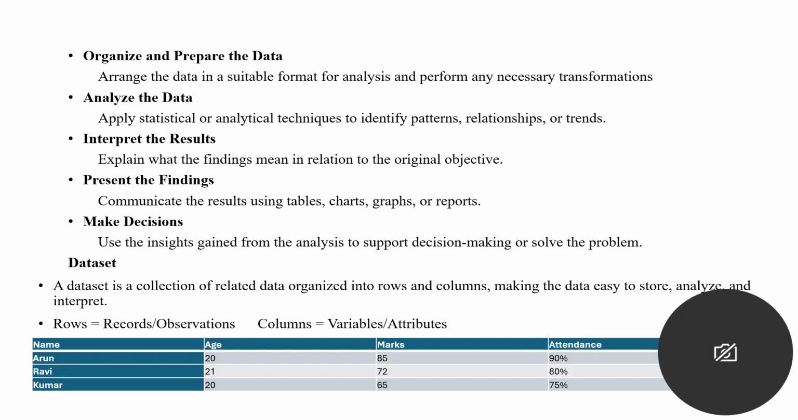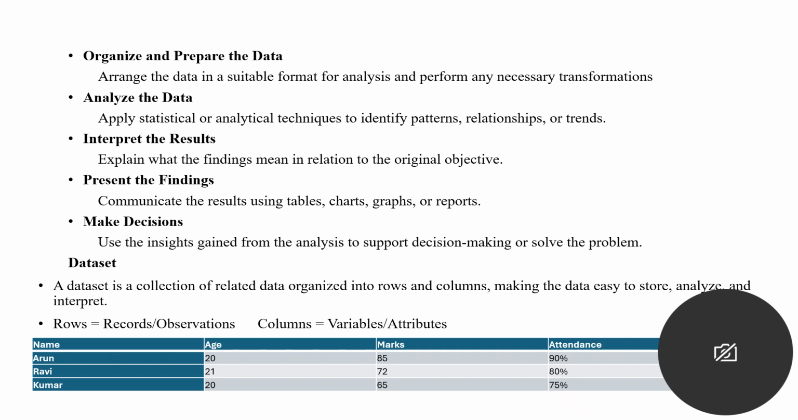Next one is organizing and preparing the data. We organize the data in a proper format so that it can be easily analyzed. For example, we can arrange the students' details in a table with separate columns for name, attendance, marks and department. Next step is analyzing the data. Now we actually analyze the data using some statistical or analytical methods. This will help us to identify patterns, relationships and trends in the data.